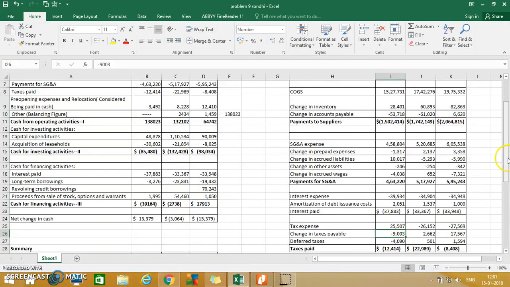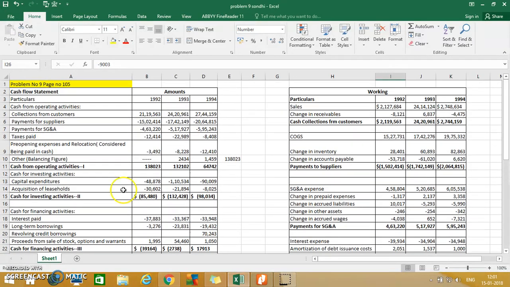So similarly every item has been adjusted, and then whenever we are looking at the cash from operations, you take all these items. One is your collection from the customer, the payment to the suppliers, the payment for the administrative expenses, and the tax paid. Now whatever has been taken, the other expenses that have been given over there, I consider as operating expenses, that is the pre-opening expenses and the reallocation expenses, which I consider as operating expenses, and then it is considered to be paid in cash. These items have also been taken.